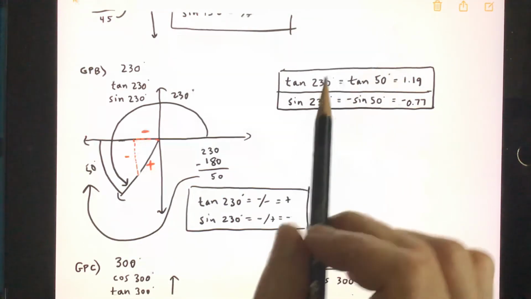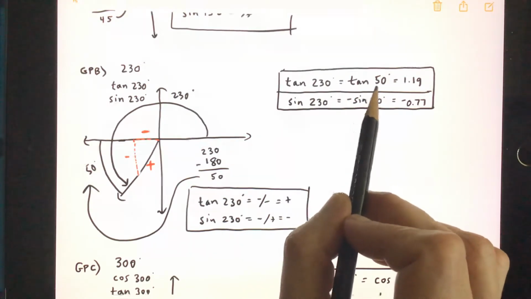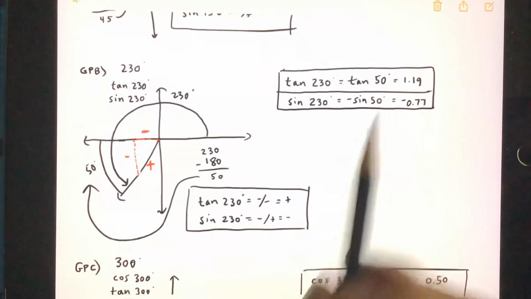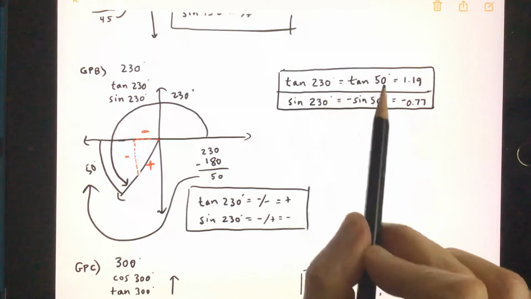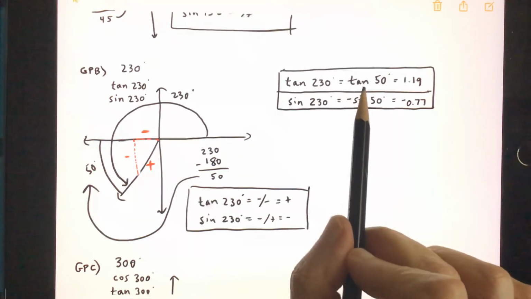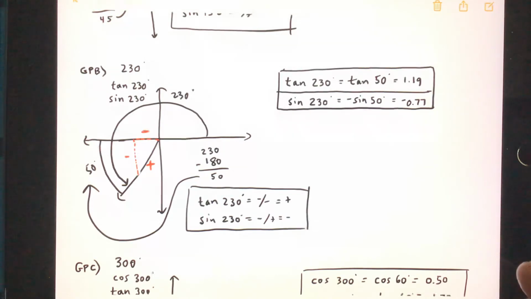All right, let's work these out. Tangent of 230 degrees will be the same thing as the reference angle tangent of 50 degrees. Again, we established that was positive right here. And when we plug that into our calculator, no matter which way we plug it in, tangent of 230 degrees or tangent of 50 degrees, we're going to get 1.19. Of course, we're rounding these off to the nearest hundredth.